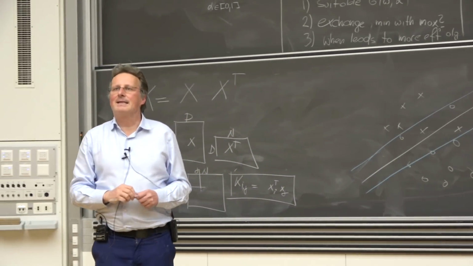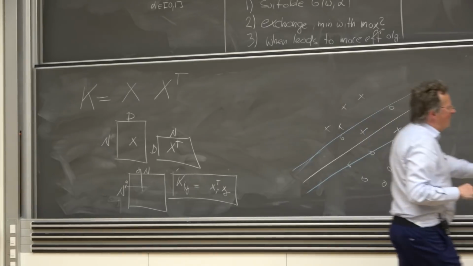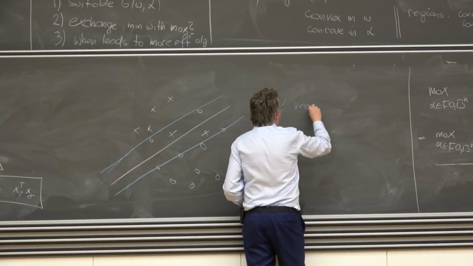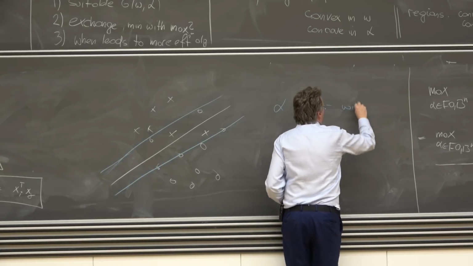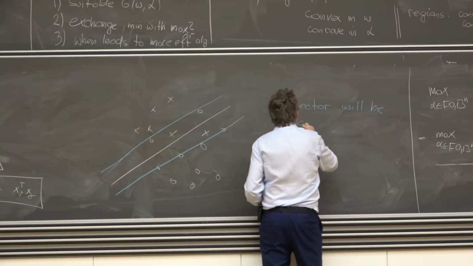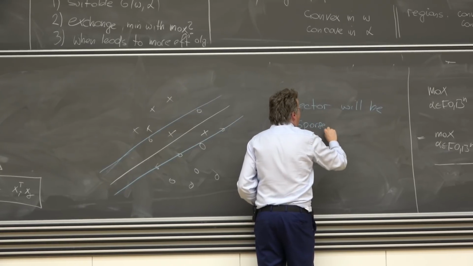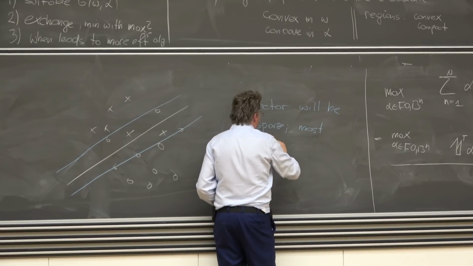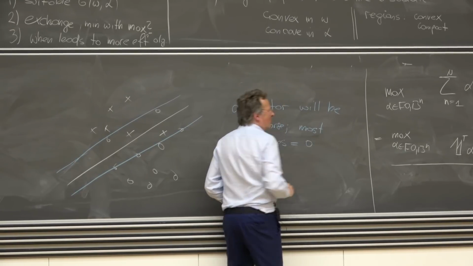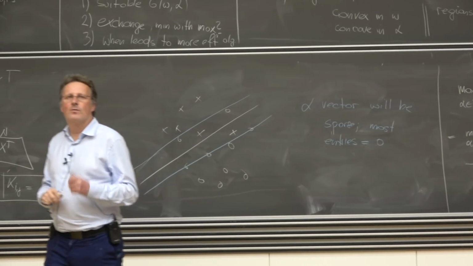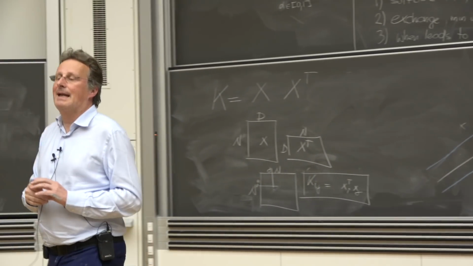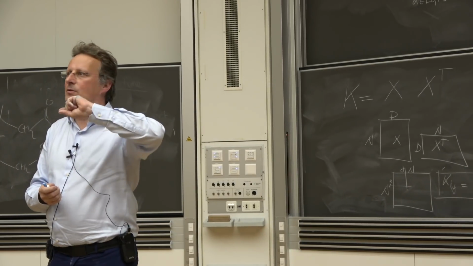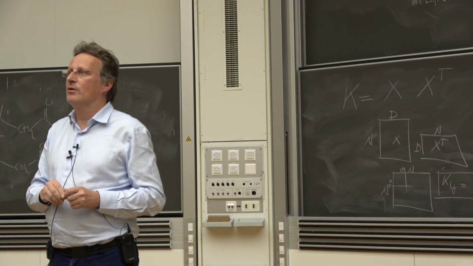So now the claim is that this alpha vector, the one that will optimize this, will be sparse. Meaning most entries are 0. When we do the optimization, it will turn out that actually there are only very few of the alpha terms that are non-zero. They all have to be between 0 and 1, but only very few are non-zero.